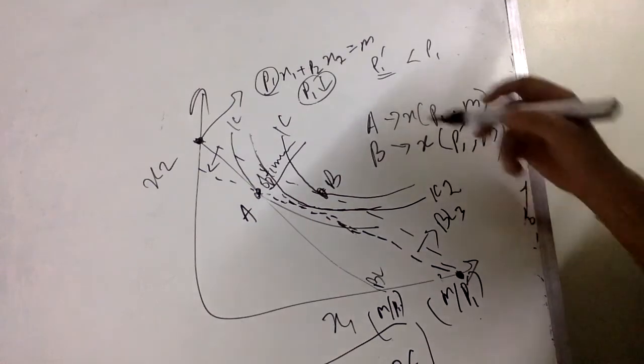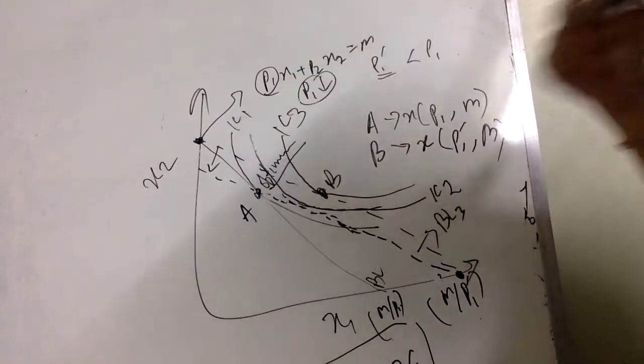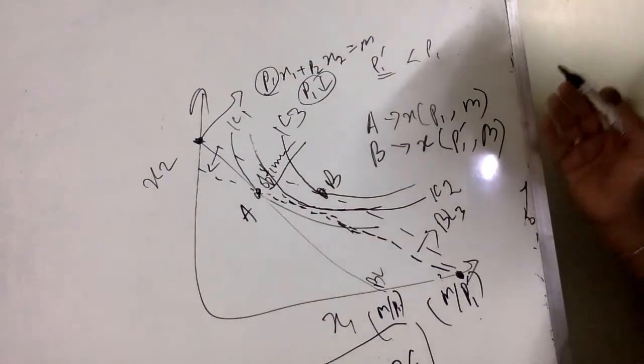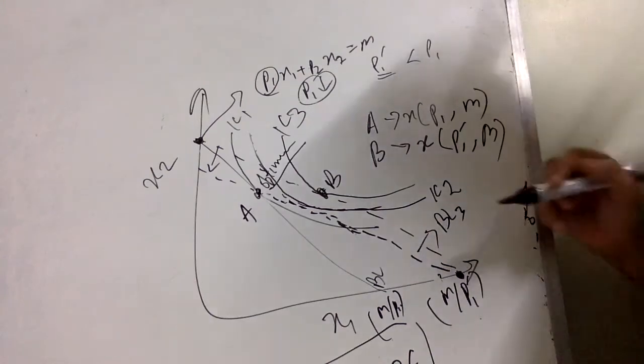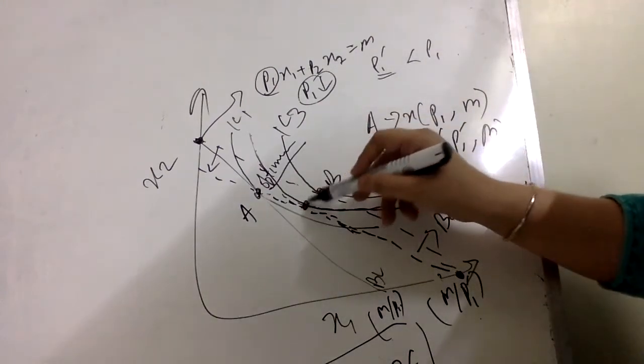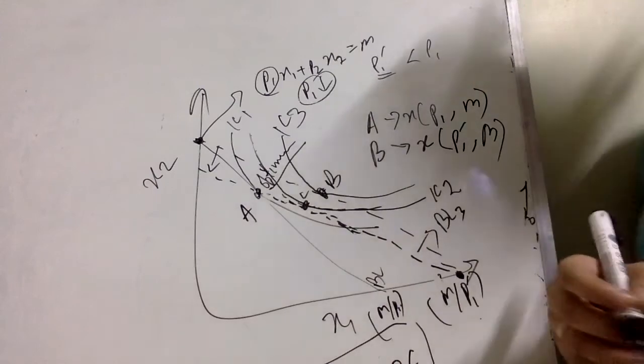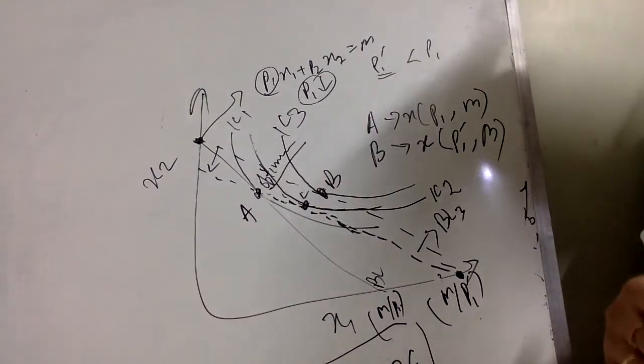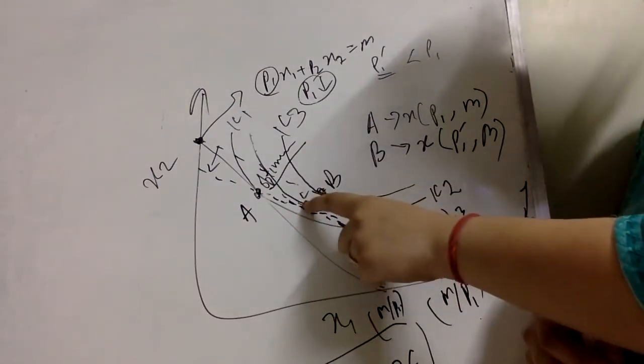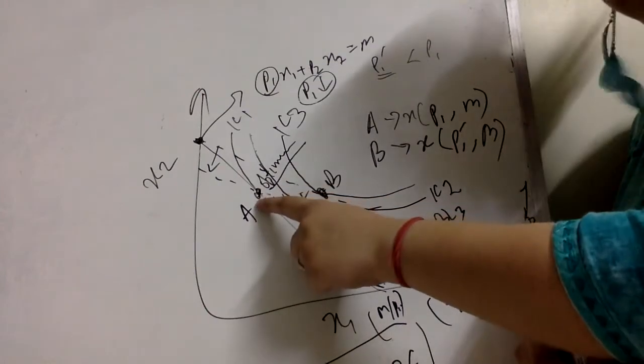Say this is IC2, this is IC3. IC2 is lying somewhere between IC1 and IC3, and corresponding to which there is a point of optimality, which I refer to as point C. Can I say that at bundle C he is rather better off than at bundle A?